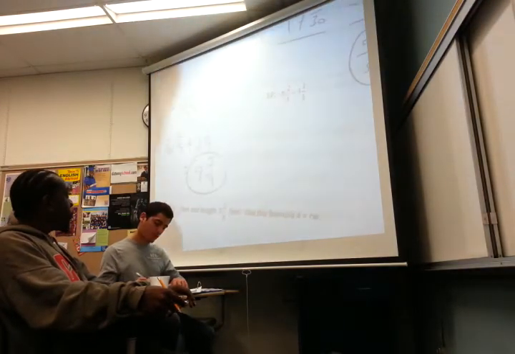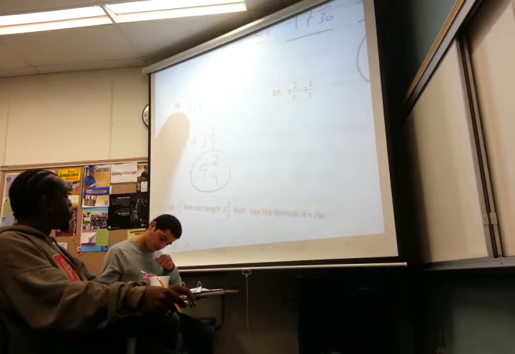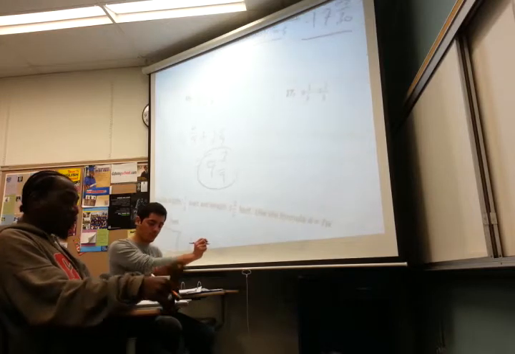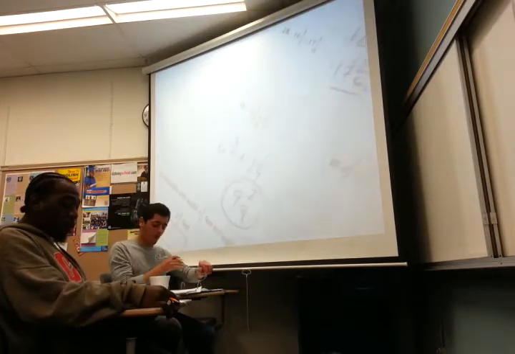How are we doing there? Actually, that's section 4.7. Once you change it into an improper fraction, it's sort of a review of the earlier sections. That's really the only new step.